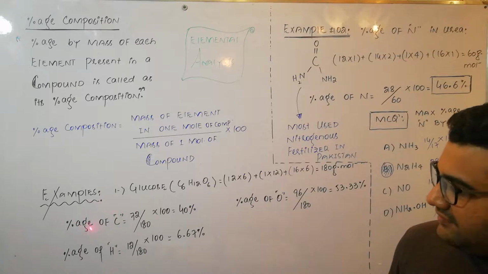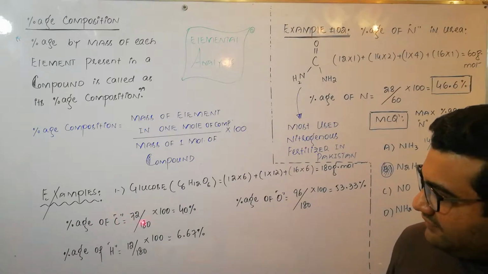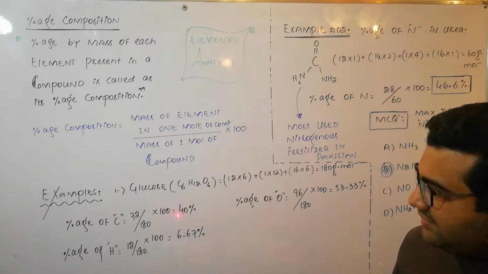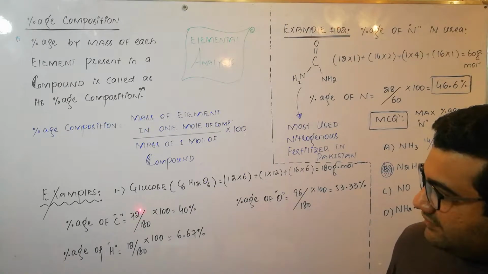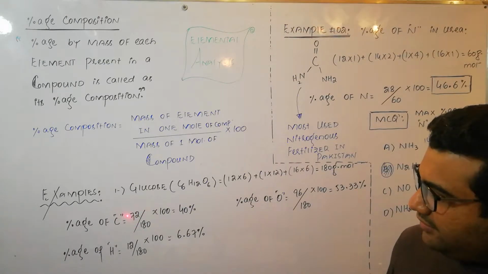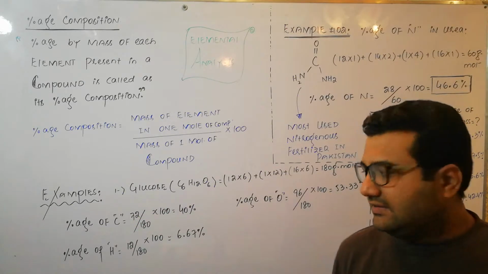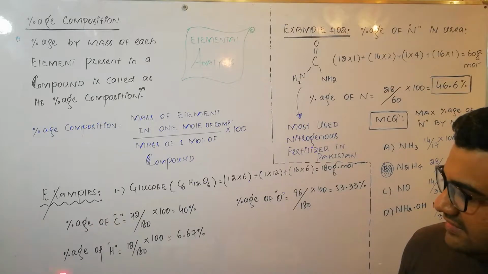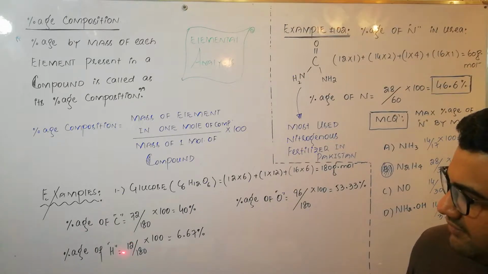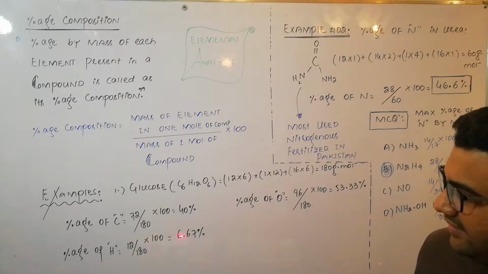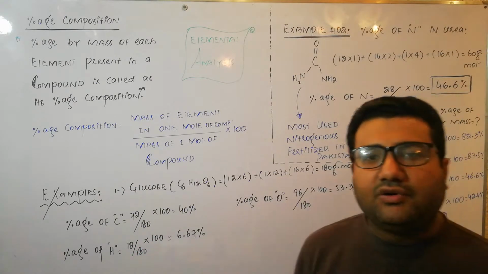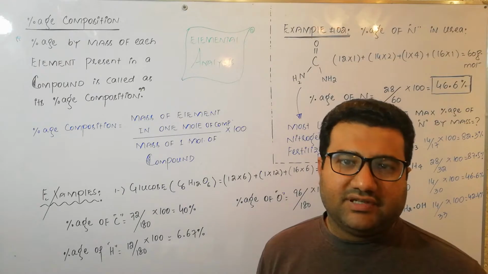So the percentage of carbon is equal to mass of carbon over mass of glucose into 100. The mass of 6 carbon atoms is 72, divided by the molar mass of glucose, 180, into 100, and it will be equal to 40%. Similarly, the percentage of hydrogen is equal to the mass of hydrogen, that is 12, over the molar mass of glucose, 180, into 100, and it comes out to be 6.67%.